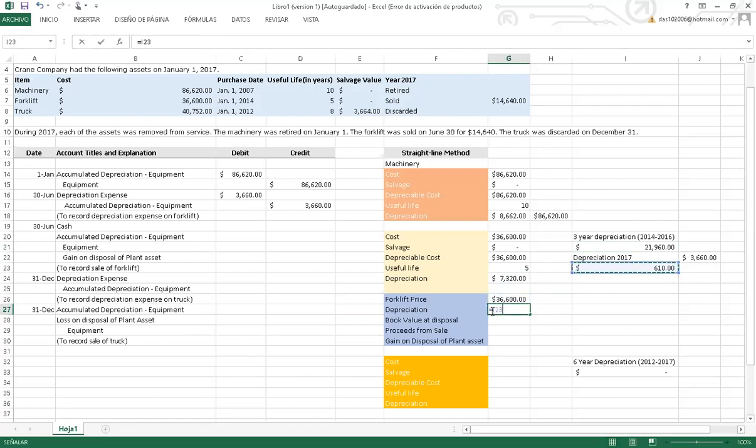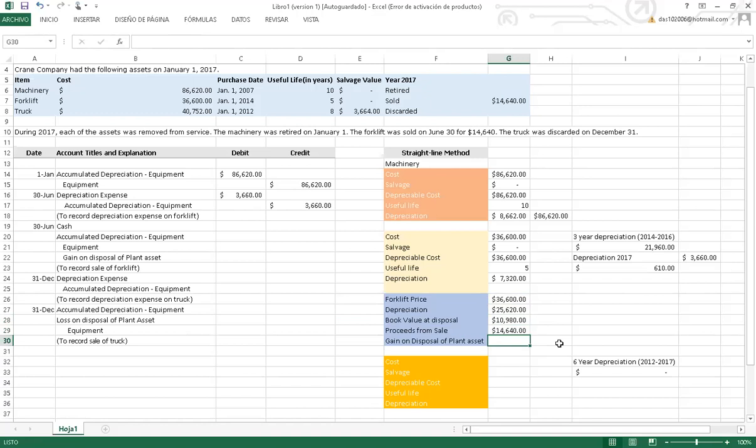So we're going to add the full amount of 21,000 plus the depreciation from 2017. After that, we take into consideration the book value at disposal. So what is the book value? It's easy. We take the cost of the equipment minus the depreciation of all those years, and this will be the book value. And the proceeds from sale is the value from which it was sold, that is $14,640.